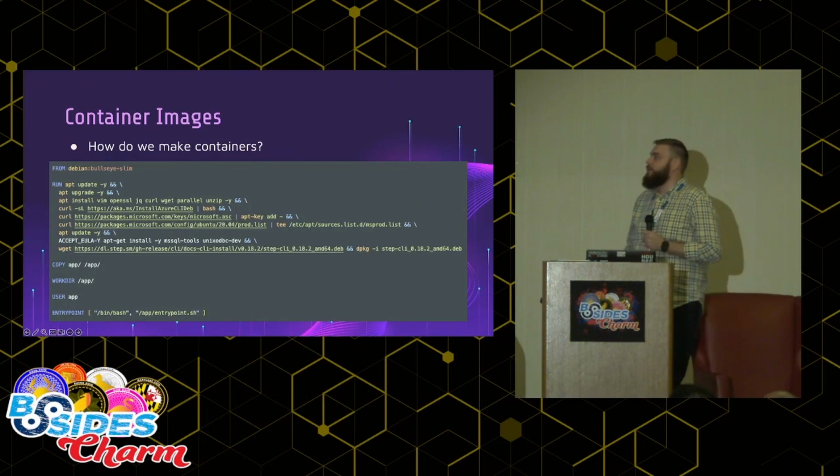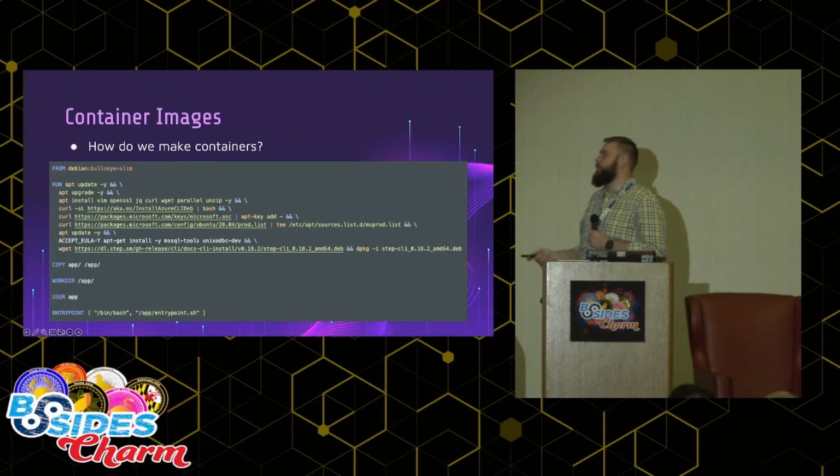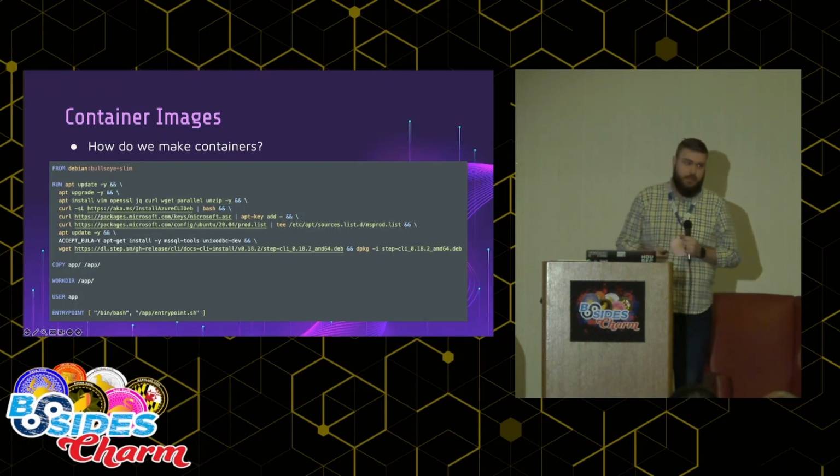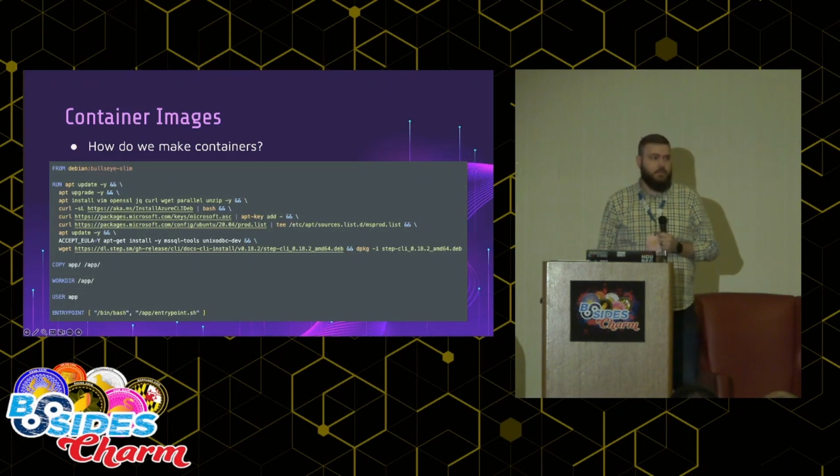So how do we make a container? How do we get into the development? First, before you take a picture and crucify me, this is not a well-optimized container. Totally understand that. This was just a quick proof of concept that I was trying to do.